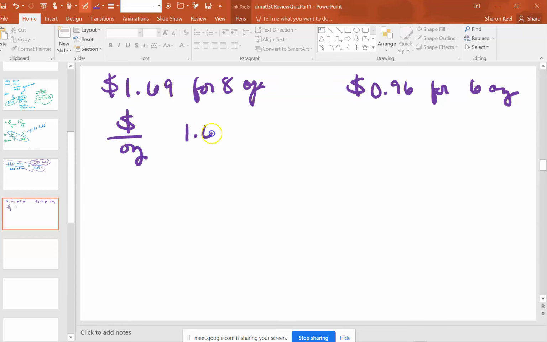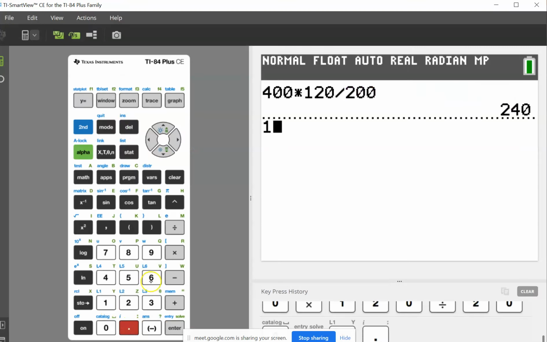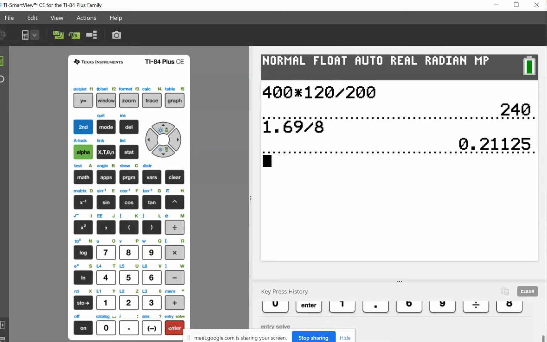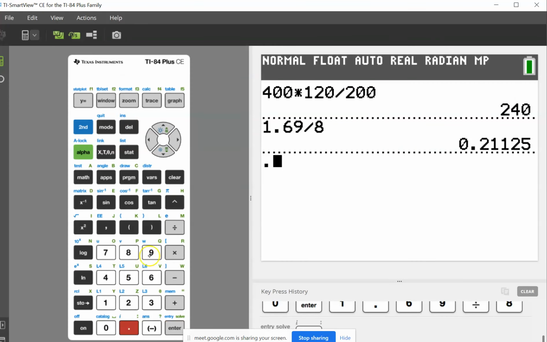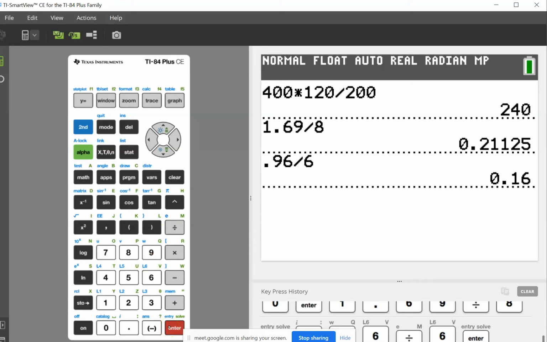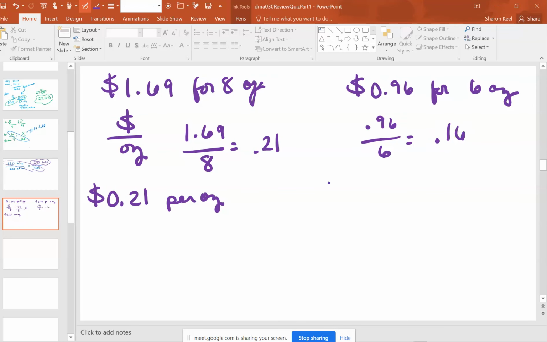So we're going to do $1.69 divided by 8. Money is 2 places, so that would be 21 cents per ounce. For the other, we're going to do the 96 cents divided by 6 ounces, and that's 16 cents per ounce.